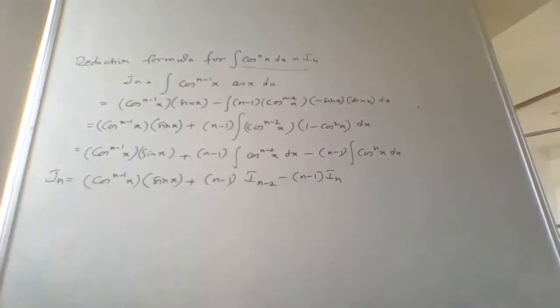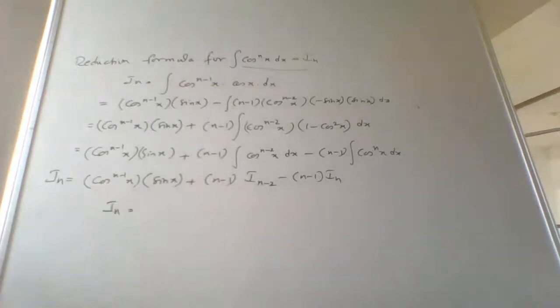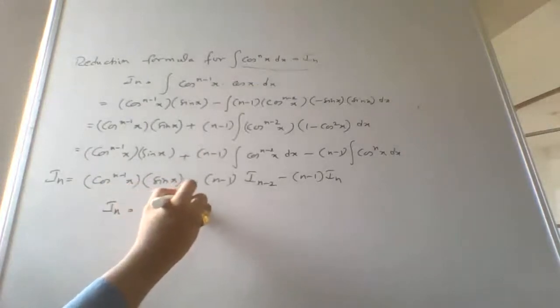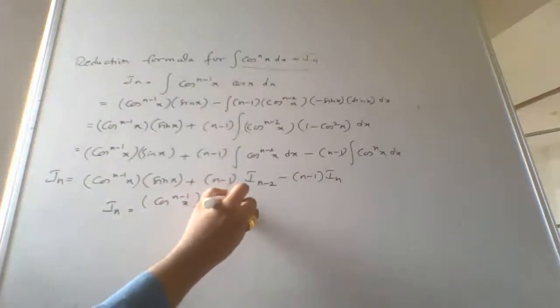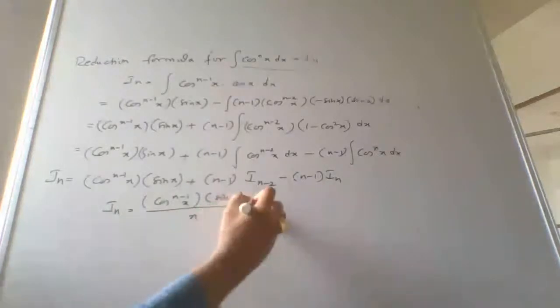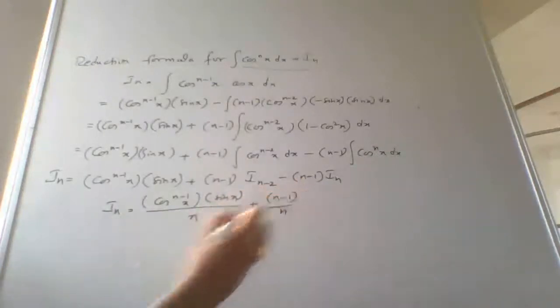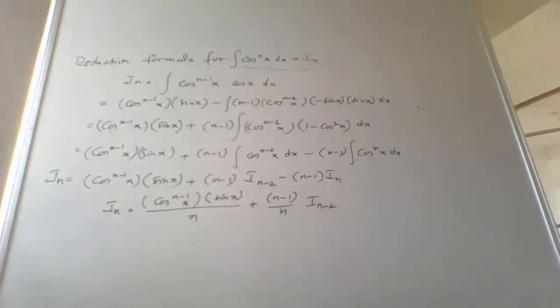So what we have on the left hand side is I n. When you simplify this, I get I n as cos n minus 1 x into sin x divided by n, plus n minus 1 by n times I n minus 2. So this is the reduction formula which we got.